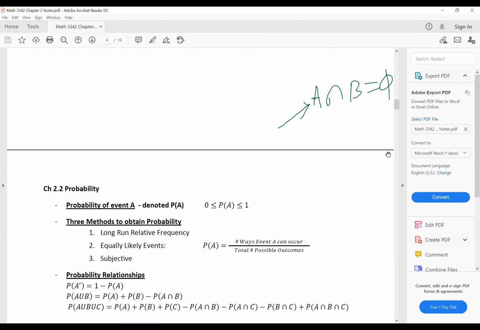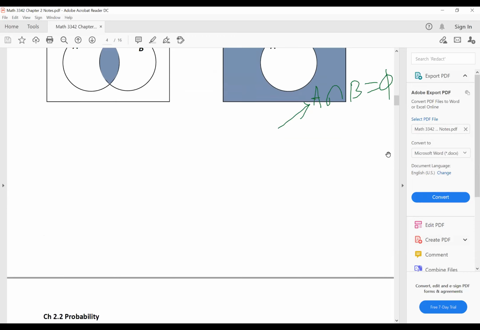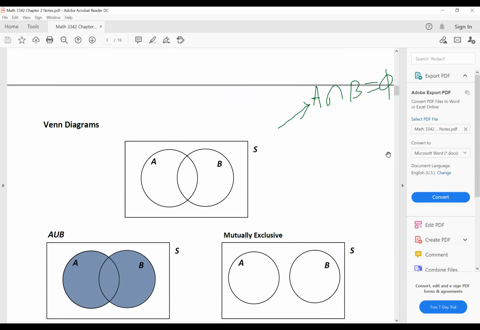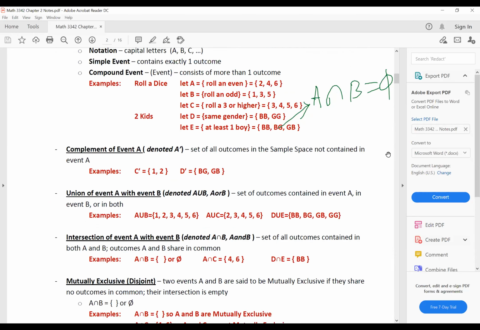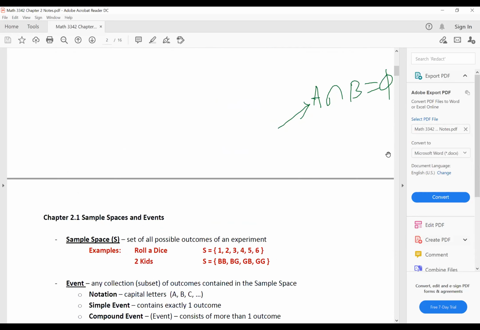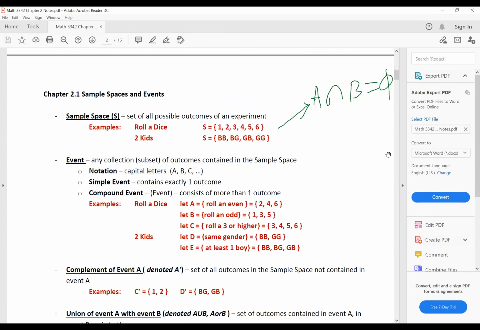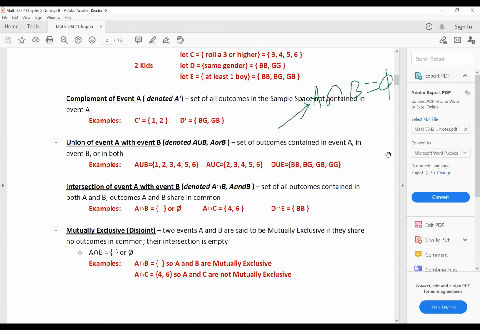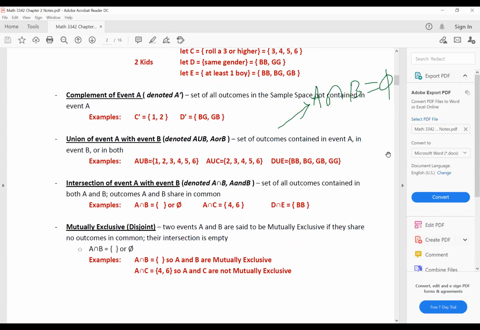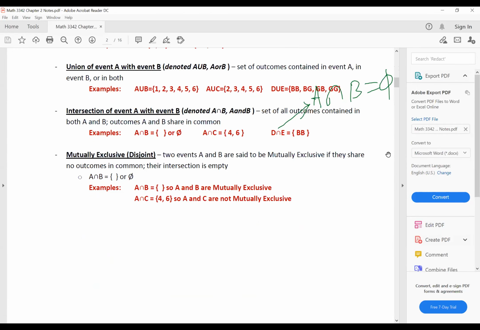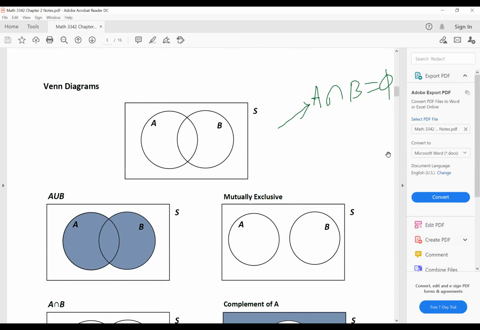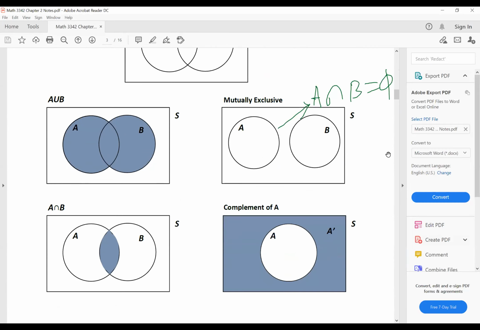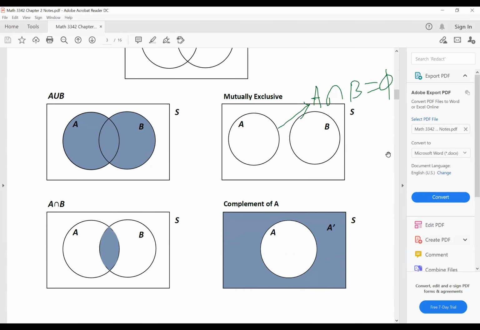Okay, so actually the first section is all about set operations and set notations. Here we discussed the events, the sample space, the complement of a set or complement of an event, the union of two events or two sets, the intersection of two sets, and mutually exclusive sets, and how to use the Venn diagram to represent sets and set operations.